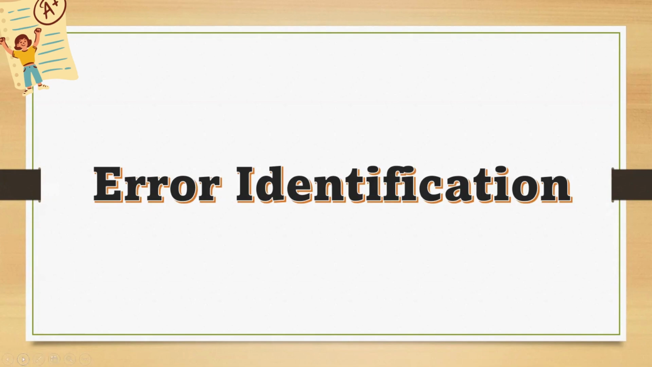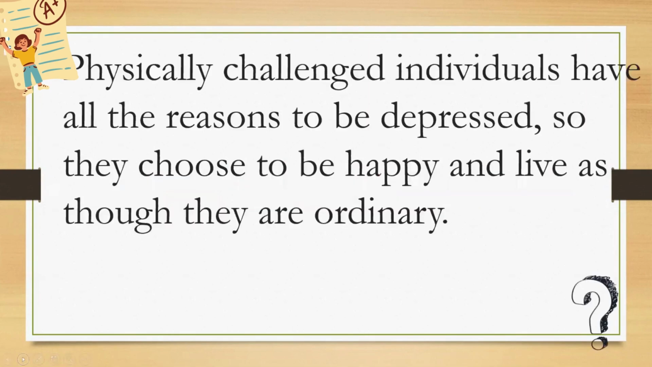Now, I want you to analyze the following sentences and identify the word or words that make the sentence wrong. Ready? Be ready with your ball pen, and let's be a grammar police to check the following sentences. Physically challenged individuals have all the reasons to be depressed, so they choose to be happy and live as though they are ordinary. Now, can you tell me what word makes the sentence wrong?